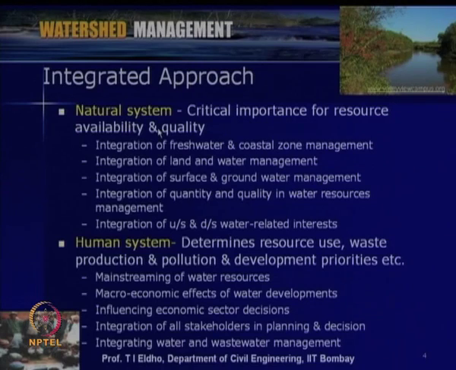So, that way when we call the integrated approach in terms of natural system, it includes integration of freshwater and coastal zone management. You can see that the rivers will be joining the sea. So then what is happening in the coastal zone will be affecting the freshwater availability as well as various related issues. So, we have to see the integration of freshwater and coastal zone management, then integration of land and water management. That is another important issue which we have already discussed earlier.